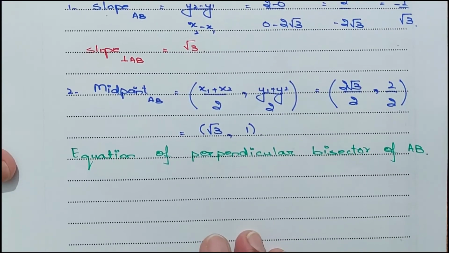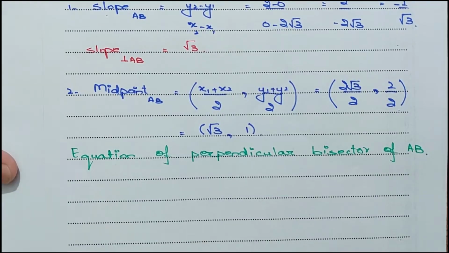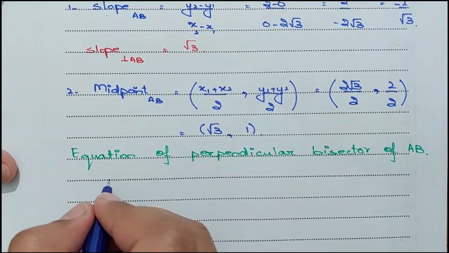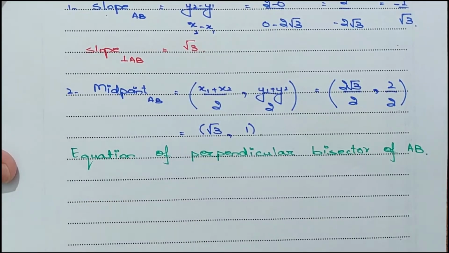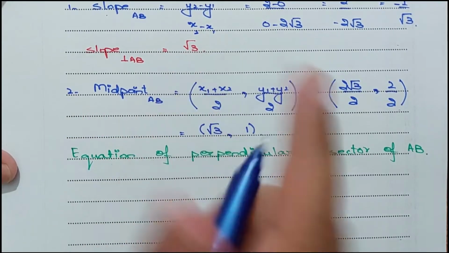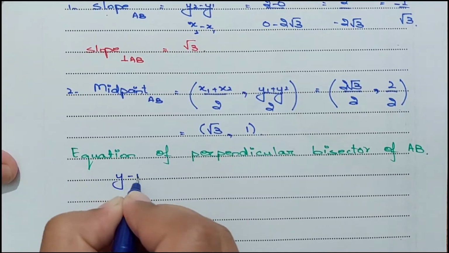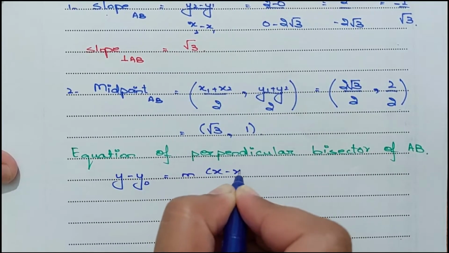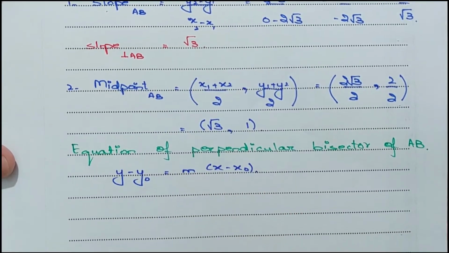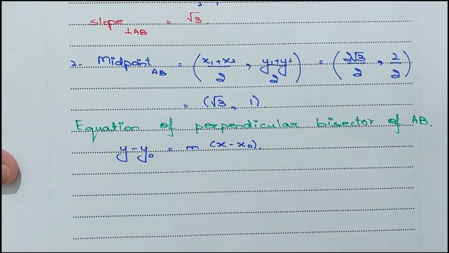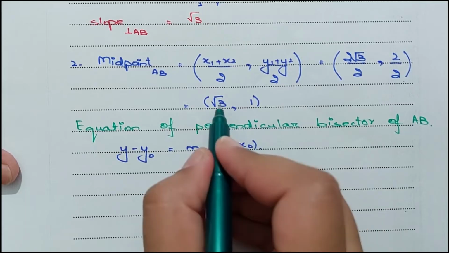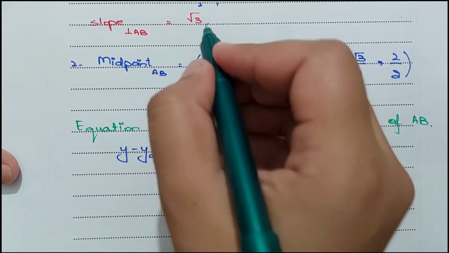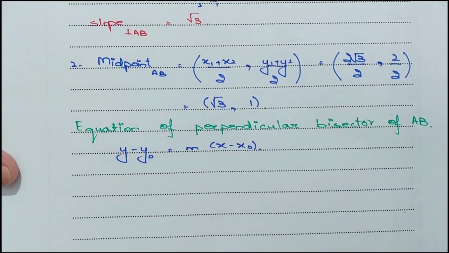Okay, now for that equation, you can use y equals mx plus c, or you can use the equation with a point and the slope. So let me use y minus y naught equals m into x minus x naught, and we have to convert this into y equals mx plus c form. Now, what is x naught and y naught? This is x naught and this is y naught, the midpoint, and m is the slope.